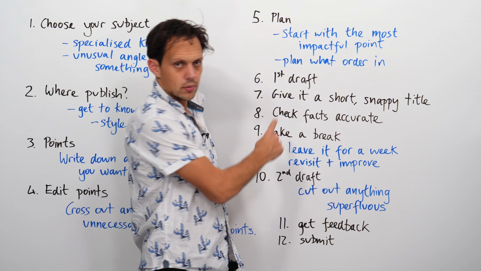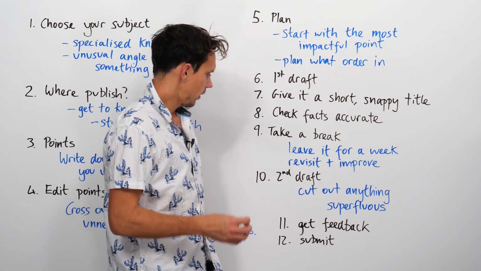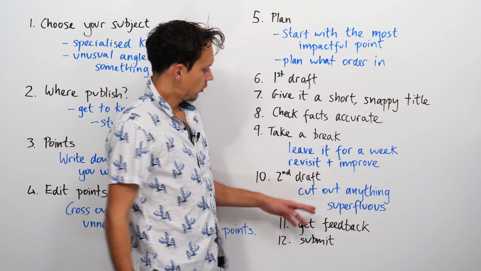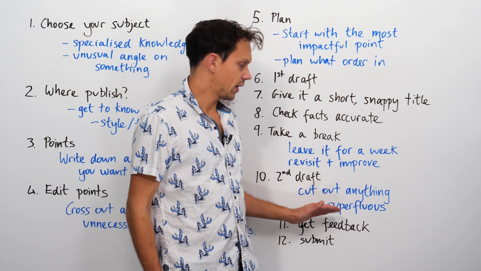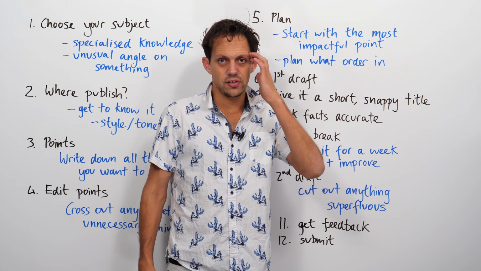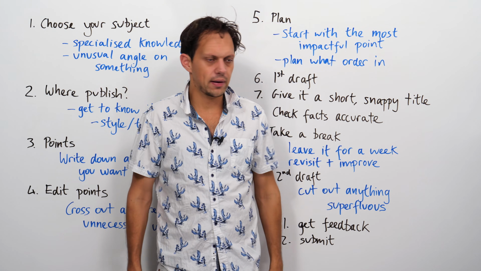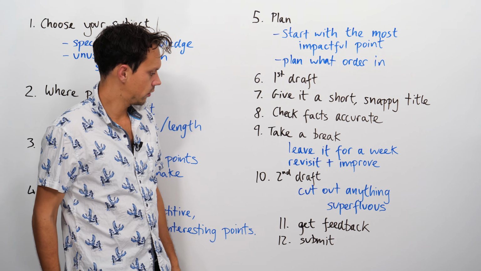So we've taken a break, we've come back, we've improved it. Then we're starting to rewrite it. Superfluous means anything above what we need. So if we don't need it in there, take it out, cut it back, make every word count.